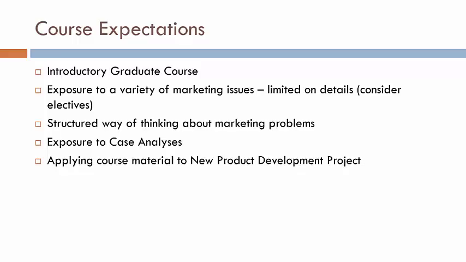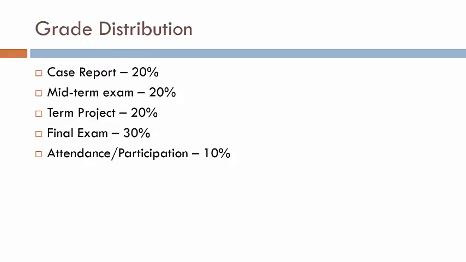Now, as far as the grade distribution is concerned, essentially there are 2 group assignments and 2 exams. The case report and the term project reports are each worth about 20% of your overall grade. The midterm exam accounts for, again, 20%, while the final will account for 30%. And participation in the case discussions is going to be worth 10%. Now, it's your responsibility to stay on top of the case discussions schedule so that you can participate during the discussion window.